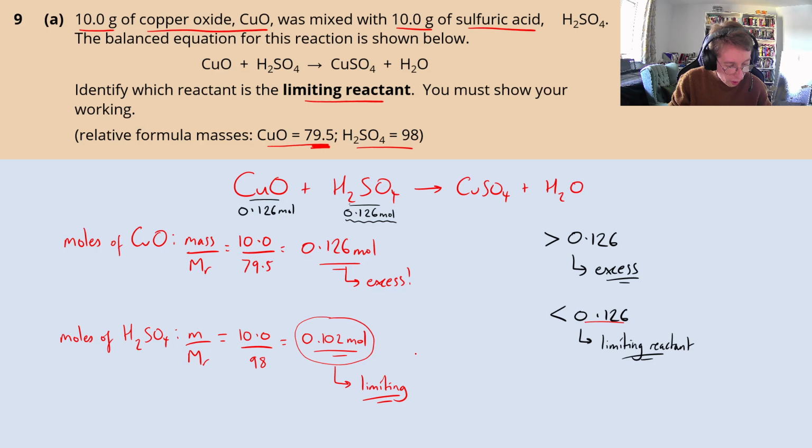So what are the marks for here? Well, it's a 3-mark question. You get 1 mark for the number of moles of copper oxide, 1 mark for the number of moles of sulfuric acid, and then you get a mark for deducing that based on this, the sulfuric acid is limiting because of that 1 to 1 ratio in the balanced equation.